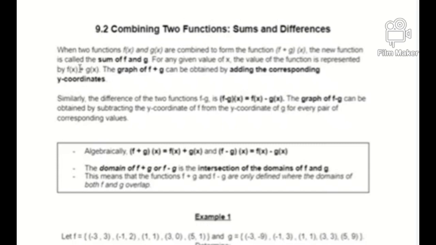Similarly, the difference of the two functions f minus g is f minus g of x, which is equal to f of x minus g of x. The graph of f minus g can be obtained by subtracting the y coordinate of g from the y coordinate of f for every pair of corresponding values.